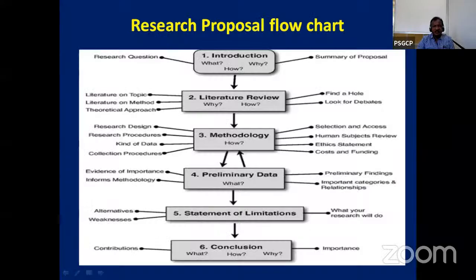Literature review will be collected. Then only will we come to methodology. First, the objectives have to be fixed. And preliminary data, we should have some preliminary data, which is called your proof of concept. Then, with that, some statement of limitations is also there. Finally, we can go for the conclusion section.